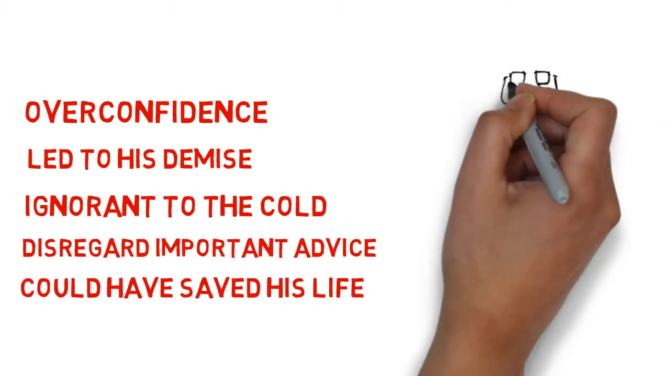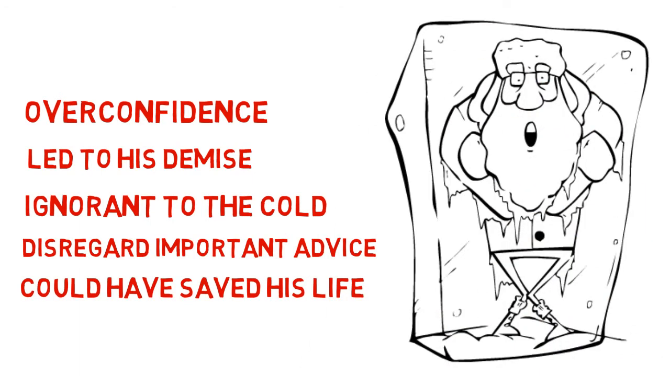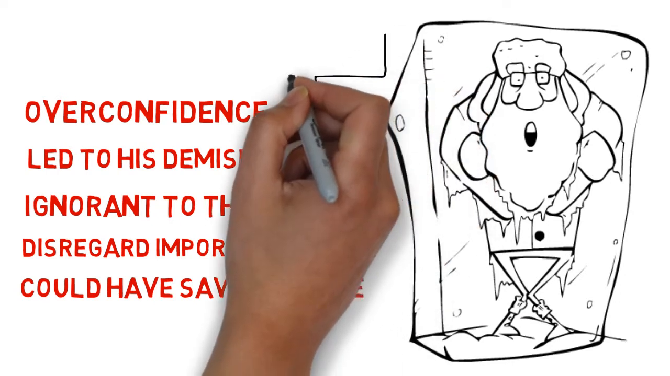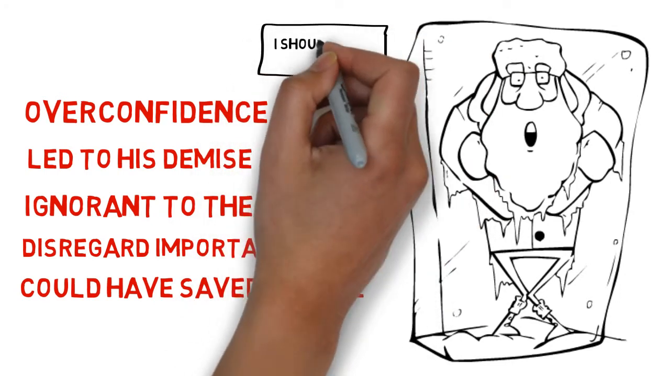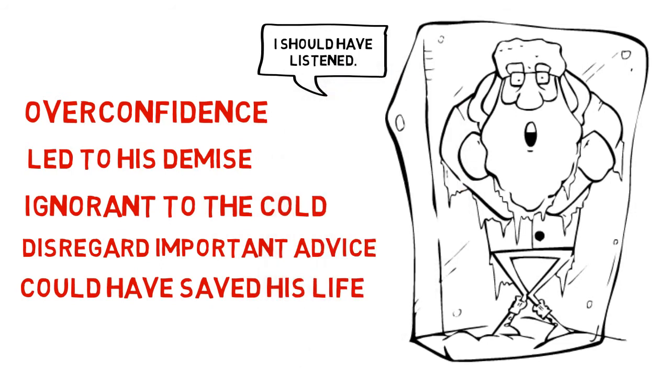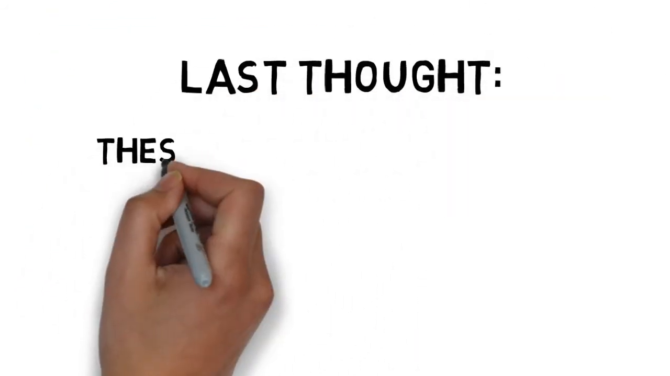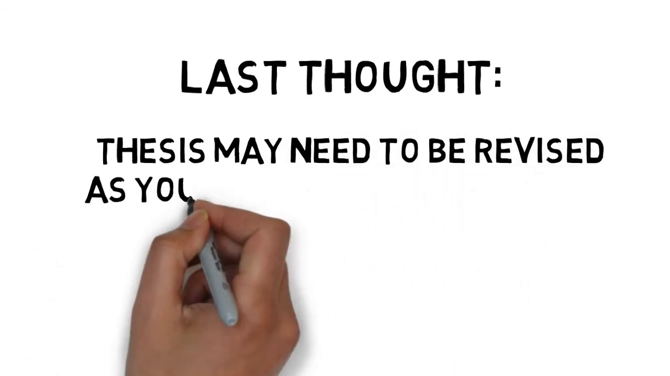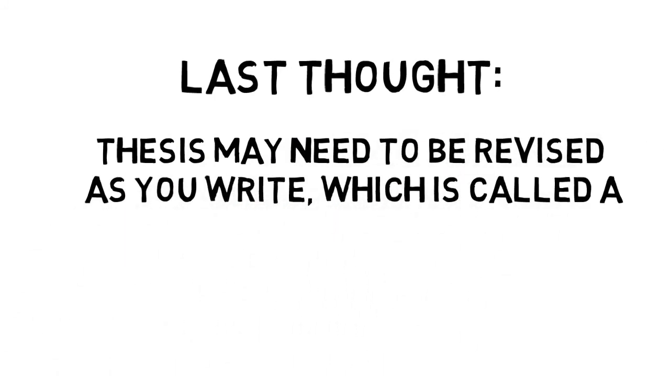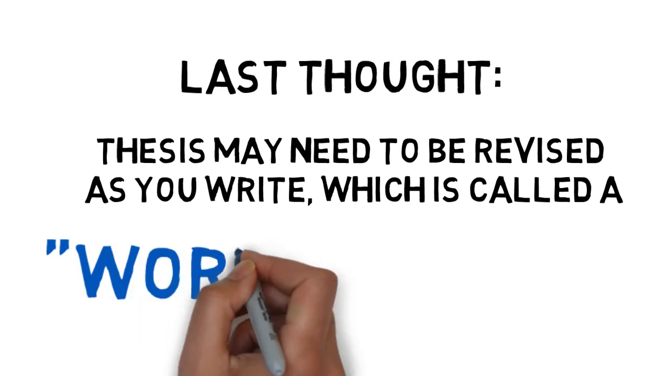These are the key points. Overconfidence, that was the most important factor. The man's demise, he was ignorant to the cold, and he disregarded important advice, which could have saved his life. You will look for evidence to prove these reasons, but there will be more on that in another lesson. A last thought. If you find it difficult to support your thesis with evidence as you write, then you may need to go back to your original statement and revise it. This means that it is a working thesis statement.